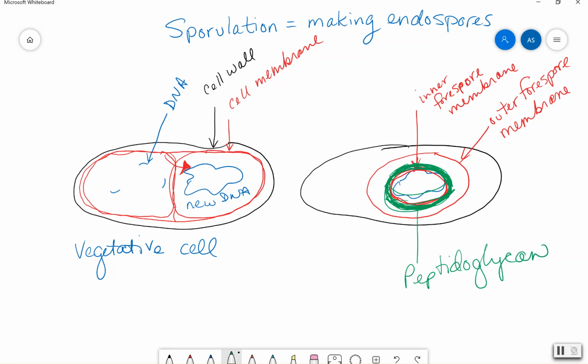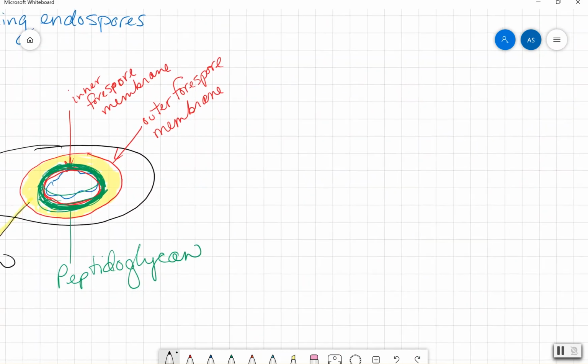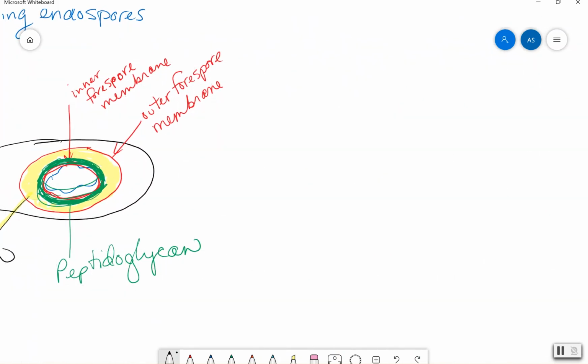And then to the outside of the peptidoglycan, between the peptidoglycan and the outer forespore membrane, we're going to deposit another very tough substance, and that is protein. So we know protein's pretty tough. And so each of these substances are resistant to different types of environmental forces. And so this gives the cell a lot of resistance to things like drying out, to things like UV light, heat, chemicals, and so on.